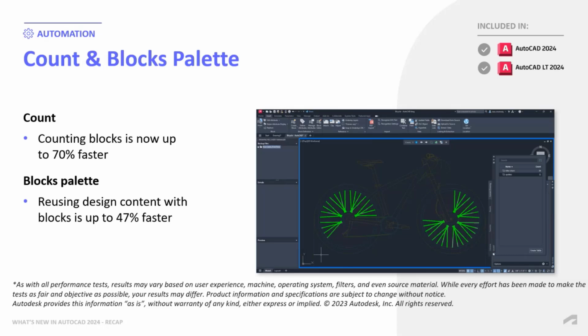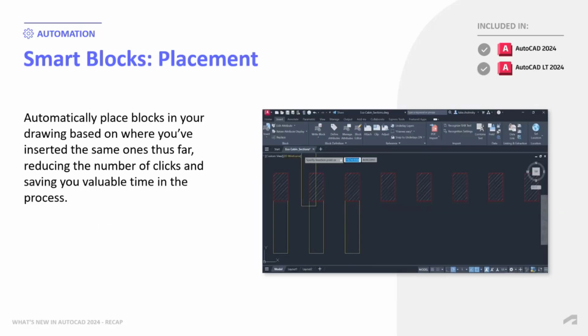So now we have dedicated block palettes for block creation, which helps to increase productivity by helping to create blocks 70% faster and helps to reuse blocks. Okay, and then we have smart block placement.